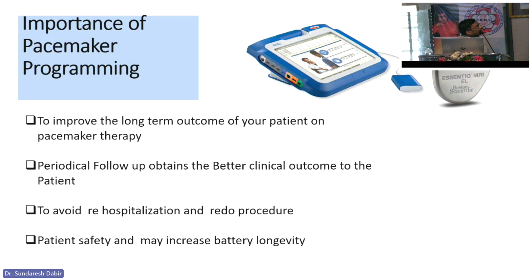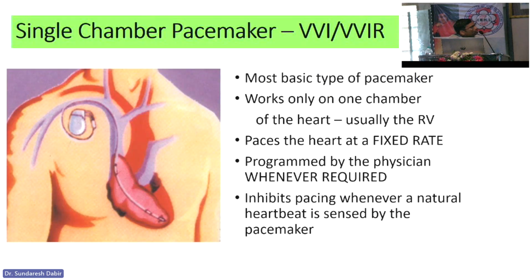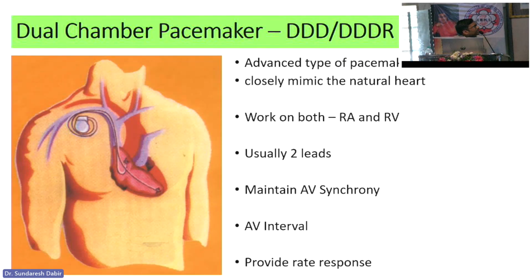So what do you see here in this image? The single chamber pacemaker, which is VVI and VVIR. We will talk about those modes, what is VVI and what is VVIR, simply. What we can see in the image is one lead going into the ventricular chamber. We will drop a lead in the right ventricular chamber and pace from the right ventricle. That we will call a VVI pacemaker or VVIR pacemaker. So let me rush quickly. This is a dual chamber pacemaker, which is DDD and DDDR.